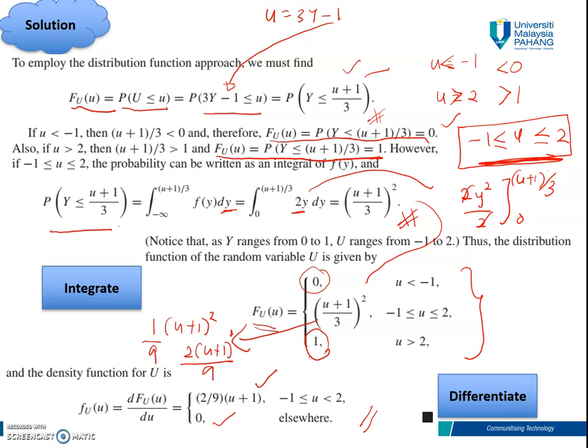So important here, you must remember, this method usually will be used when you have a continuous random variable. First you need to find the distribution function. In order to find this, you must know the limit, the region. So this is how you check the region. From here you can check, if u is less than -1, how is it? If u is greater than a certain amount, how is it? And then in between, you can find using this one. You integrate, and you will get the distribution function like this. And then in order to find the density function for u, you need to differentiate.